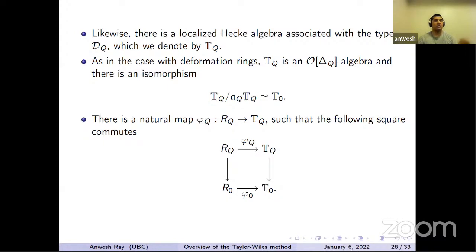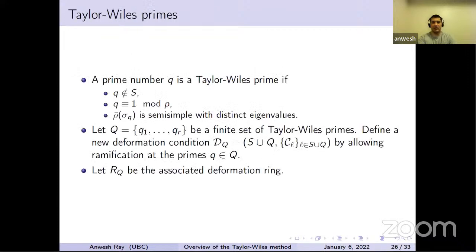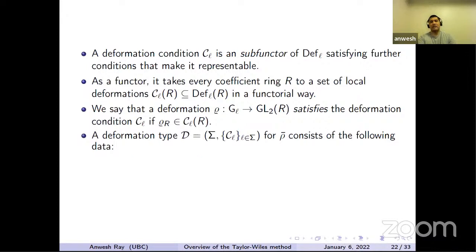Right. So deformation datum, let's go back to the definition of deformation datum. I'm sorry, it's a slightly technical talk, which I haven't precisely defined everything. Okay, so what is the deformation datum here? This datum, this calligraphic D, is going to give us conditions on our global deformation. Here sigma is a set of primes outside which rho bar is unramified.